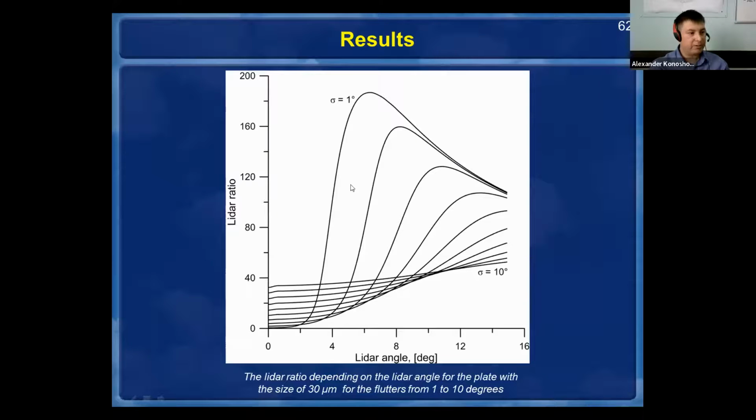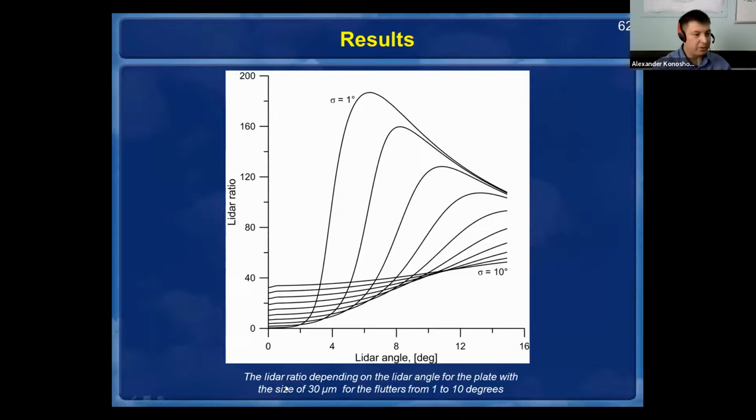So if the flutter is 1 degree, 2 degrees, 3 degrees, 4 degrees, 5 degrees, and 10 degrees, you can see that you can use a lidar ratio to differentiate the flutter. This is for a particle size of 30 microns, if the cloud consists of only one particle size, a monodisperse cloud of particles with 30 microns.